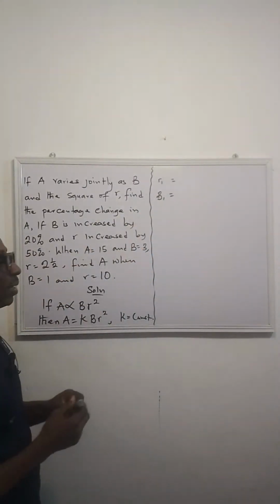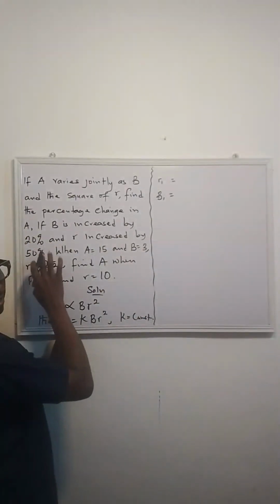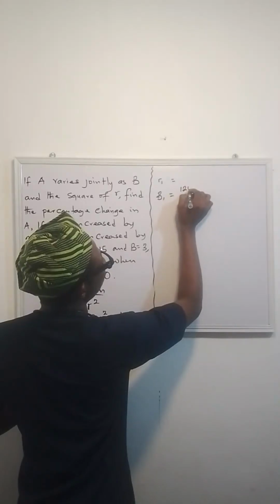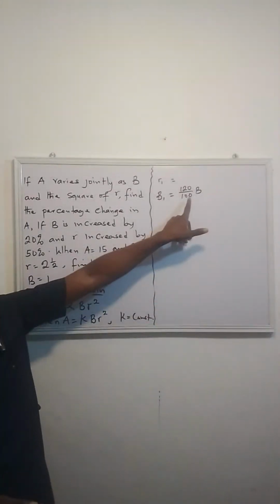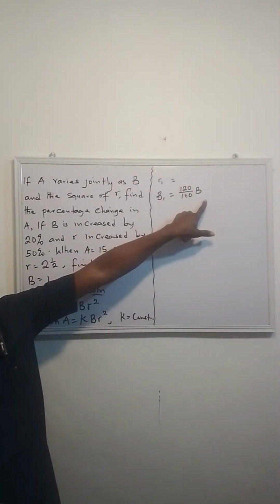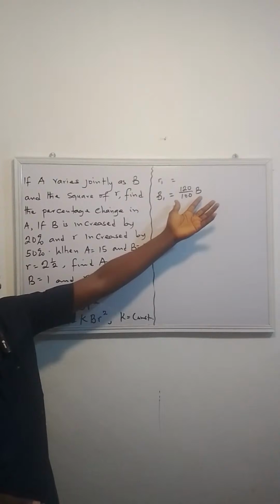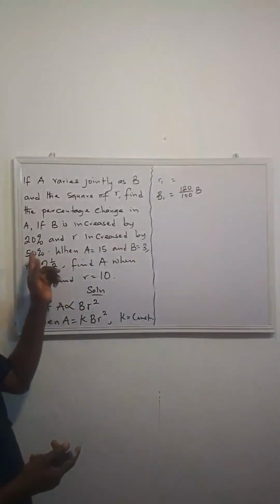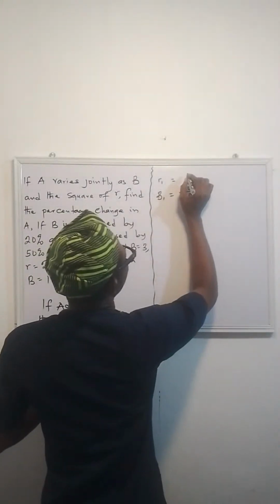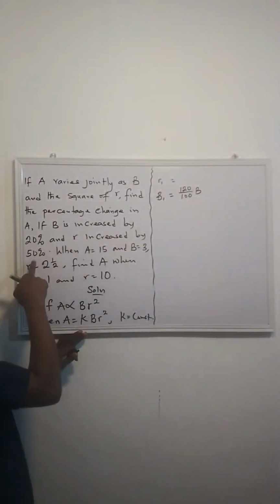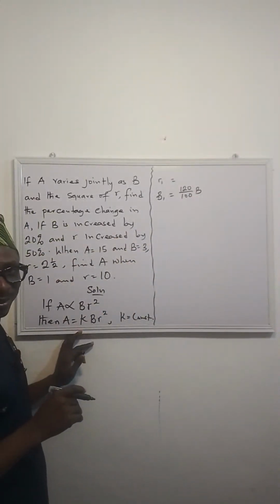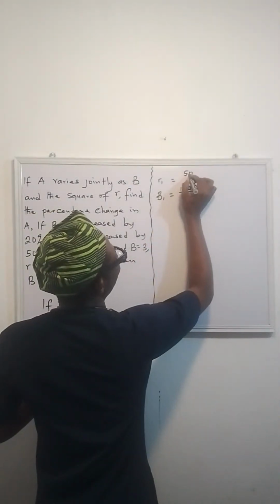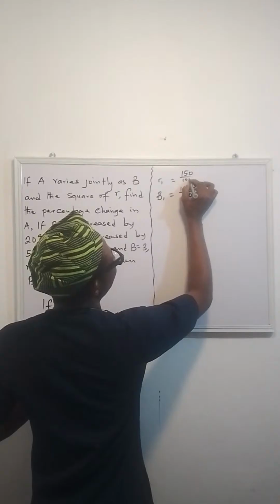So now how do we write that? Once it is increased, that means we have 120 over 100 B. B has been increased by 20%, so this is how to write it: the increment of 20% in B. Now let us look at R. R is also increased by 50%. Can you see that now? So what do we write? We write 150 over 100 R.